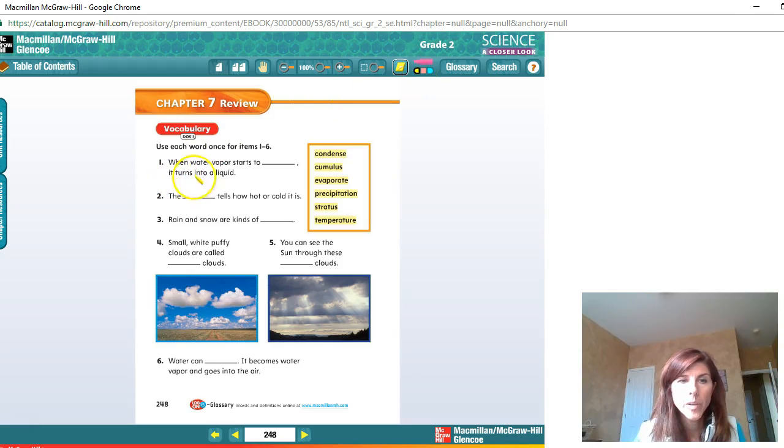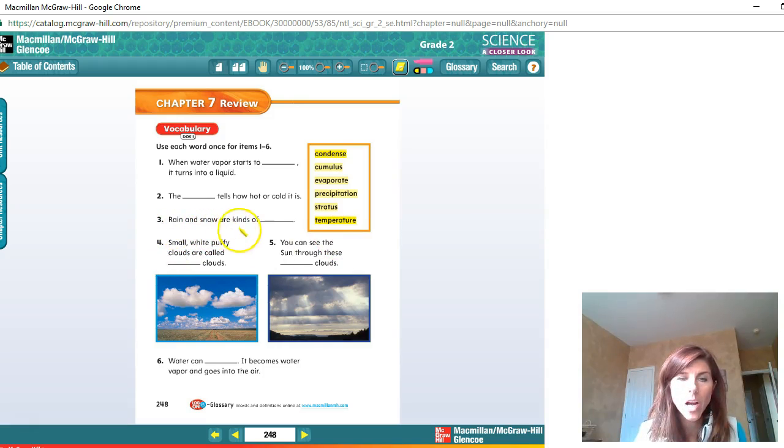So here we have, when water vapor starts to blank, it turns into a liquid. When water vapor starts to, one of these words, which one do you think it is? If you said condense, you would be correct. The blank tells us how hot or cold it is. What do you think it is? If you said temperature, you would be right.